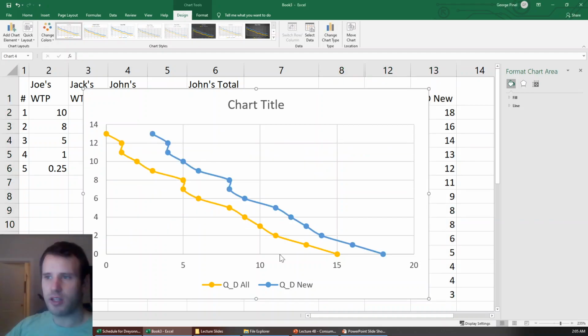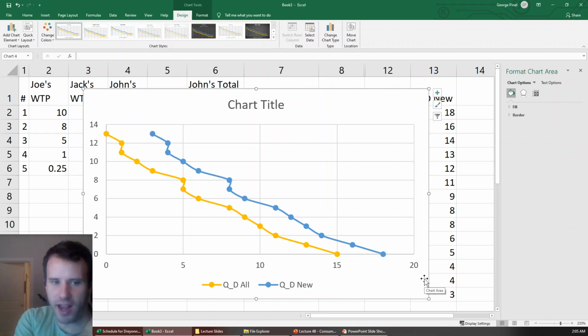For every price, I'm now consuming 3 more hot dogs. My demand has shifted to the right. Quantity demanded new is quantity demanded old plus 3. So this point was at a price of $10, I'm consuming 2 hot dogs. Now I'm consuming 5 hot dogs. The whole demand has shifted out. Basically because I found out that hot dogs are healthy for me, I'm now consuming more hot dogs for every particular price. That is the demand shift, something that moves the graph out or in.